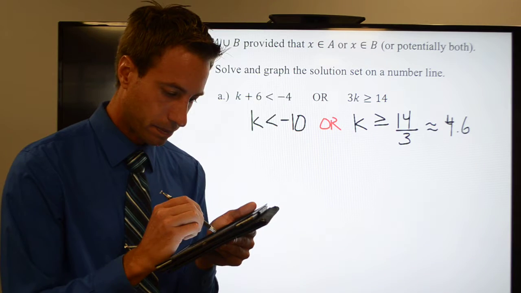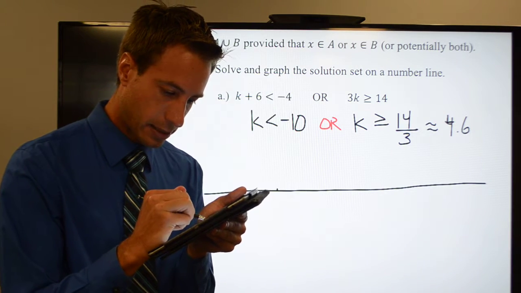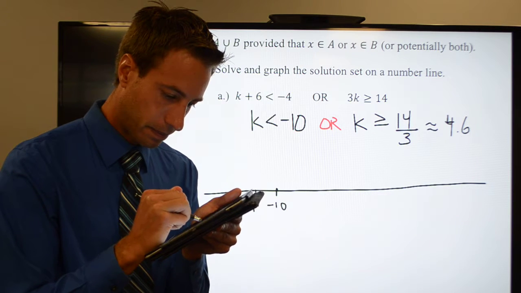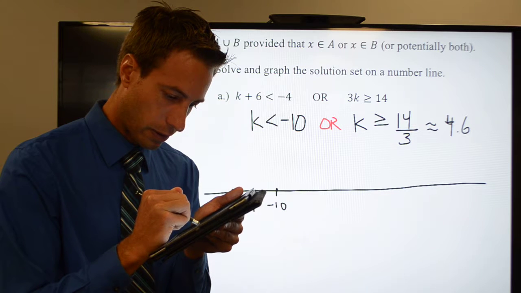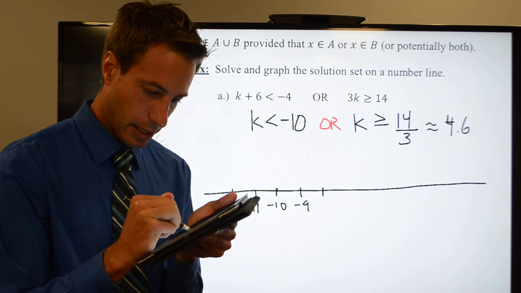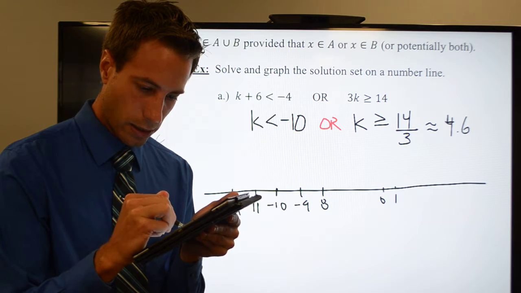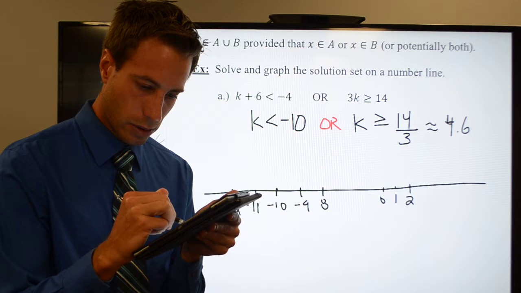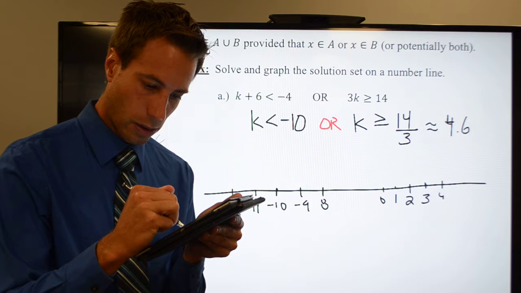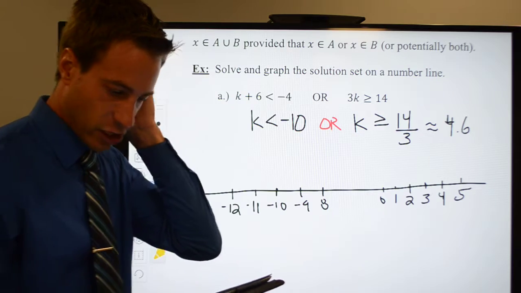So here we go. Wow, there's a pretty big gap here. So I'm going to have minus 10, minus 11, minus 12. And then we'll do a couple here, minus 9, minus 8. We're going to skip a few. 0, 1, 2, 3, 4, and 5.